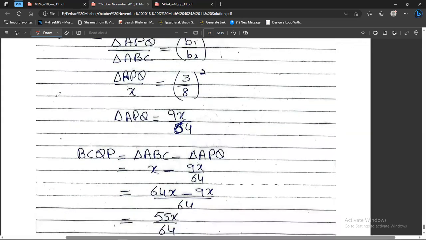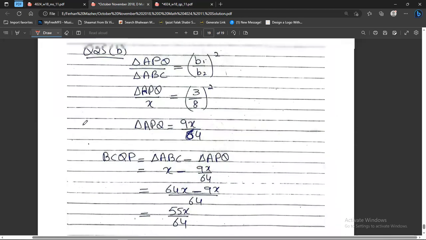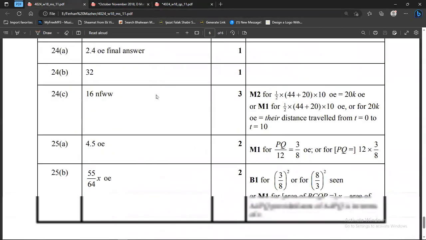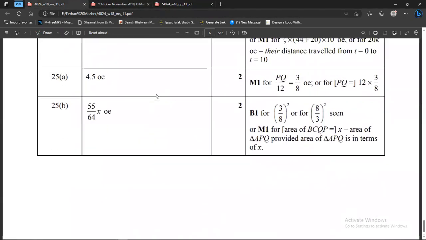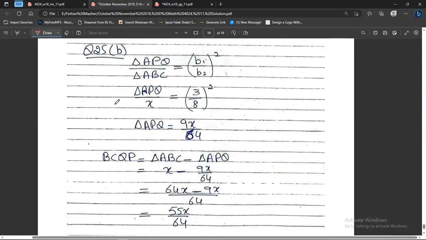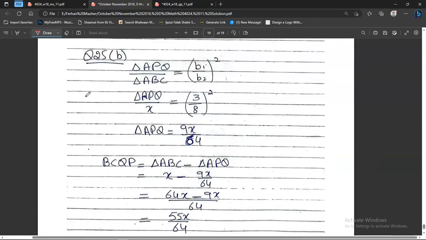So the area of the trapezium will be the area of the big triangle ABC, from that subtract the area of the small triangle APQ. So the big triangle's area is x minus the area of the small triangle, that is 9x by 64. I will take the LCM, so that will be 64x minus 9x, the whole thing divided by 64, and that will be 55x by 64. So our answer is perfect, and that's fine. It's right, and this is the whole solution. Question number 25 is B part.